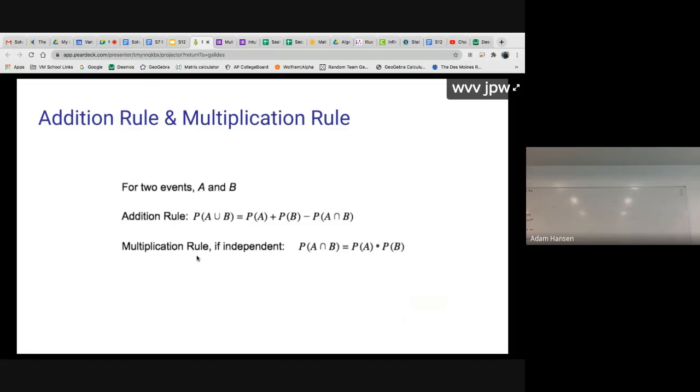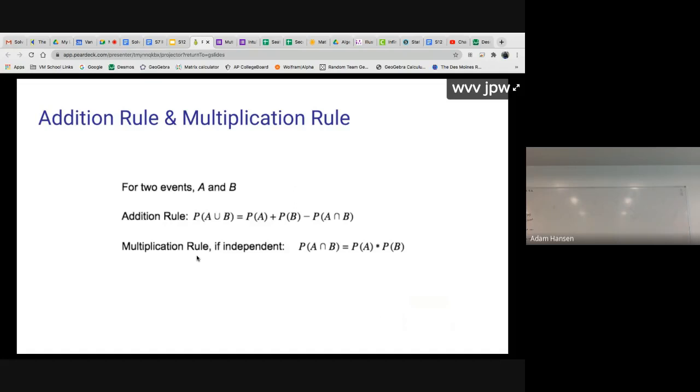For two events, A and B, the addition rule states that the probability of A union B, or in other words, A or B, this is set notation. This means union, or. The probability that either A or B happens is equal to the probability of event A plus the probability of event B minus the probability of A intersect B, or A and B. This is set notation for and, or intersection. To find the probability of one or the other, you add them together, but then also subtract off the overlap. Subtract off what you would have double counted by adding event A and event B together.